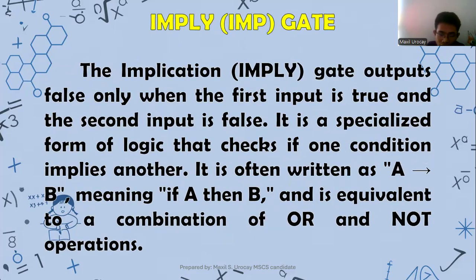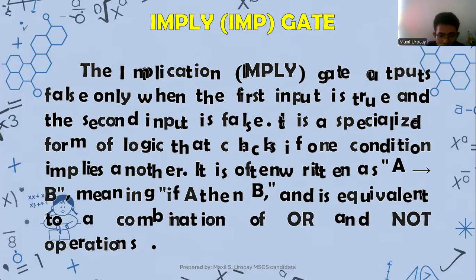Now, we also have here the imply gate. The imply gate outputs false only when the first input is true and the second input is false. It is a specialized form of logic gate that checks if one condition implies another. It is often written as A implies B, meaning if A then B, and is equivalent to a combination of OR and NOT operations. So that means to say, class, in our propositional logic, it will become false if the first statement is true and the second statement is false, if you can remember.